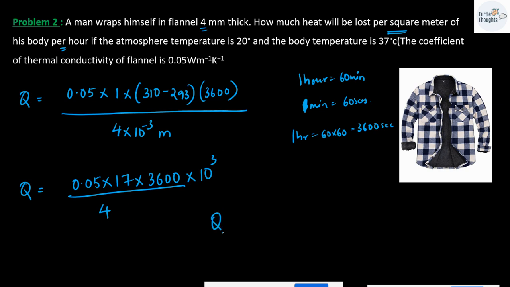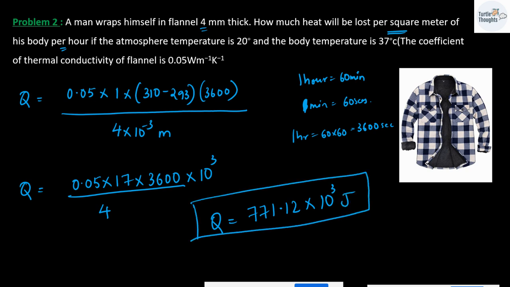I just need to simplify the values. The final answer, I should be getting it as 1.12 multiplied by 10 raised to the power 3 joules. This is what is the final answer.